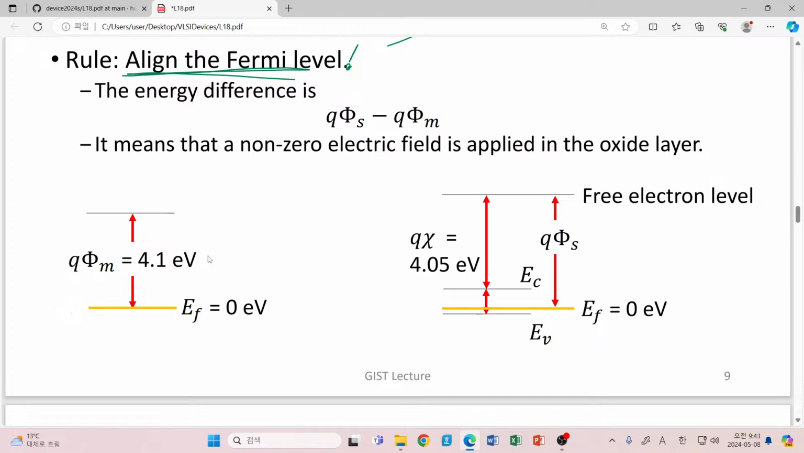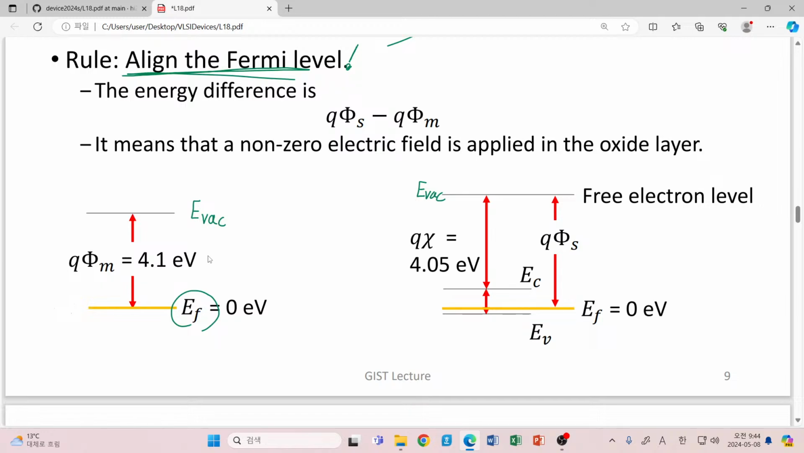So the basic rule is quite simple. At equilibrium, we must have a well-defined global Fermi level. So that's it. Then the consequence of this simple rule is really obvious. Once we have the Fermi level, then from this Fermi level, we can find out the vacuum level corresponding to the metal gate region. Also, from this Fermi level, 0 electron volt, we can define the vacuum level of the silicon case.